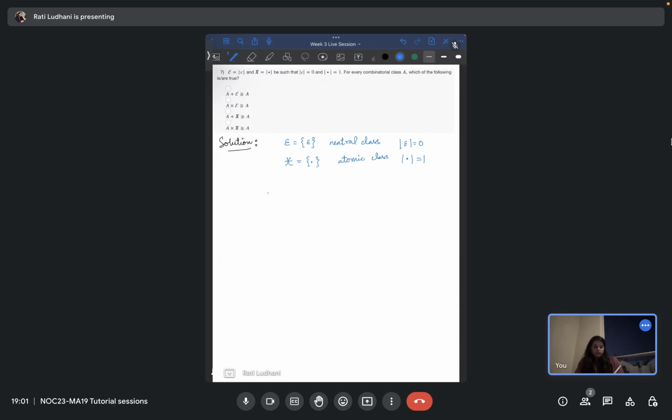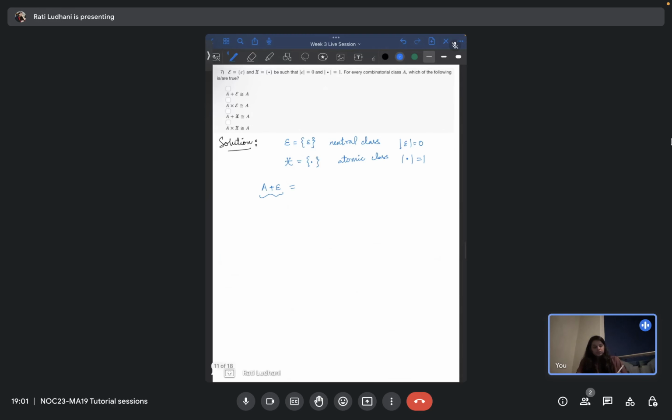So you have A plus epsilon. So what does that mean? Firstly, for isomorphism, there are so many terms, so you can check the notes for that, but I'll just go quick on this. So what is A plus epsilon?